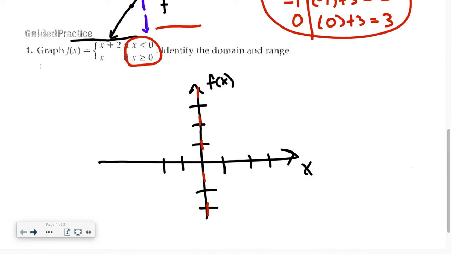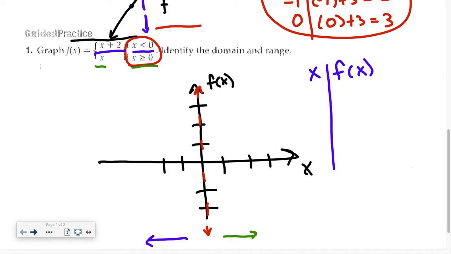So to the left of it, or less than it, it's going to be defined by, use another color here, x plus 2. It's going to be to the left, less than 0. To the right of it, it's going to be defined by x. It's again greater than or equal to 0. So we'll use blue. Let's do that left part first.